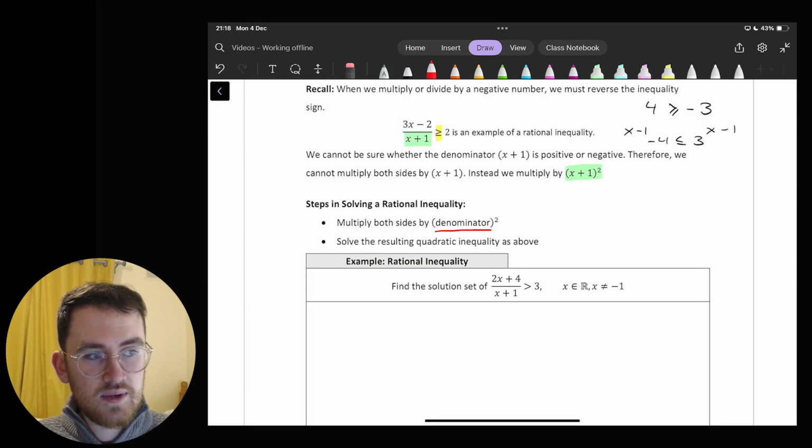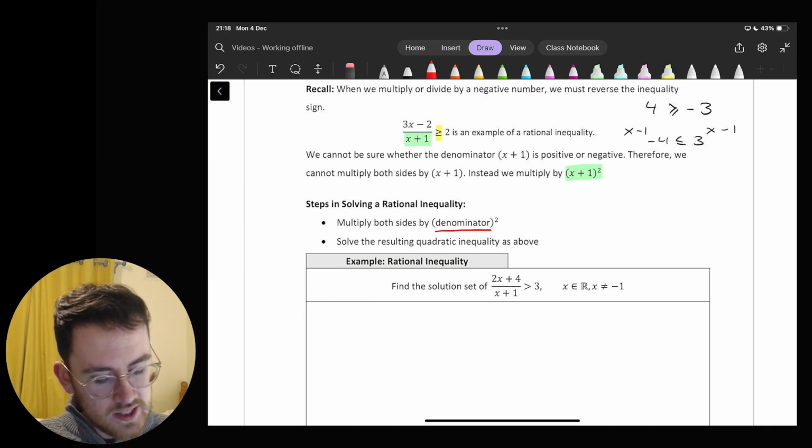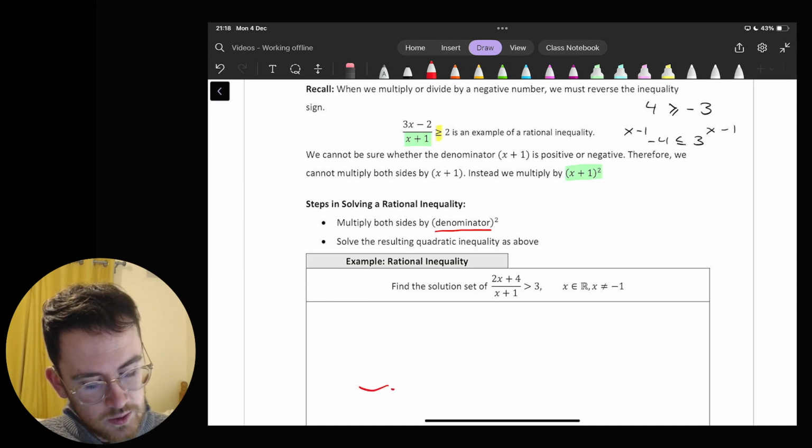This is what I mean when I say that it's just a step up from our quadratic ones. We're using a lot of the same ideas that we have already. So let's jump into the first question.